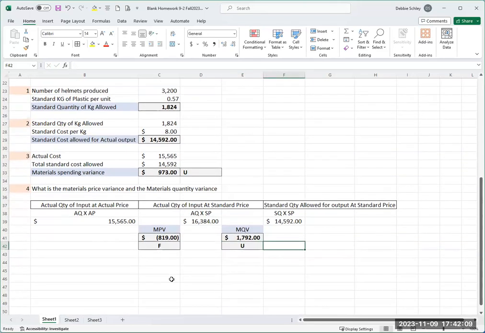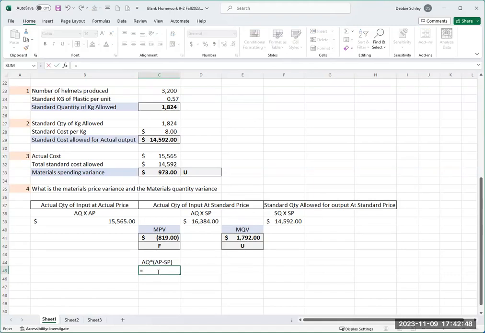Now, just real quick, I want to show you that for this one, AQ times AP minus AQ times SP, I could actually take AQ out of both of them, right? Because there's an AQ here and there's an AQ here, and we can pretend like we're in algebra. And then times that by the actual price minus the standard price. So let's just see if I come up with the same answer if I do it that way.